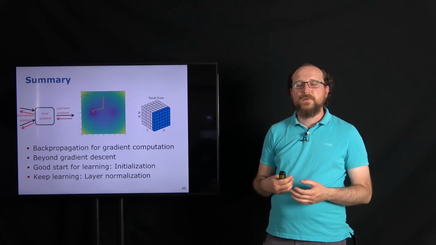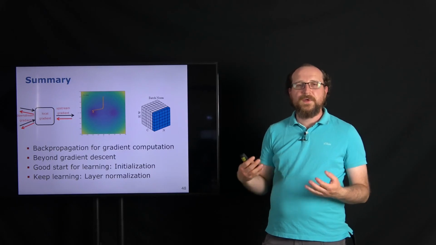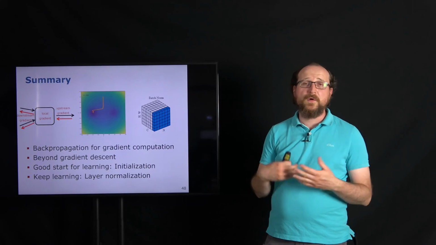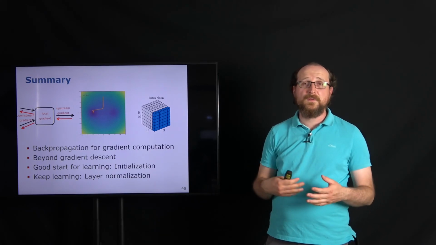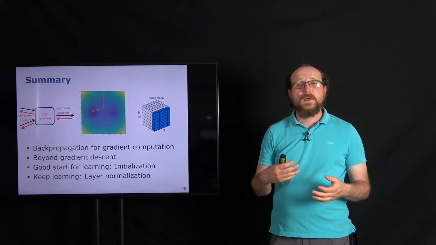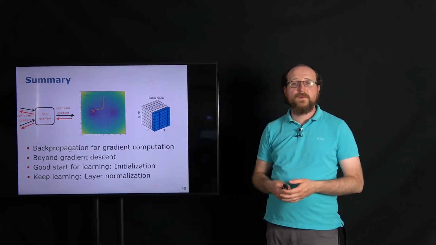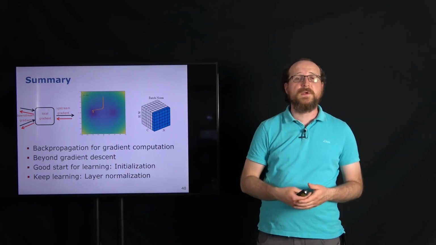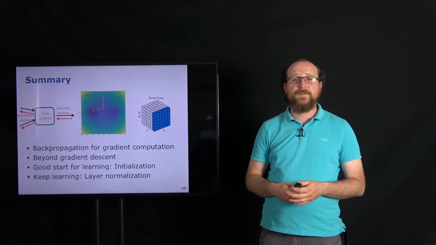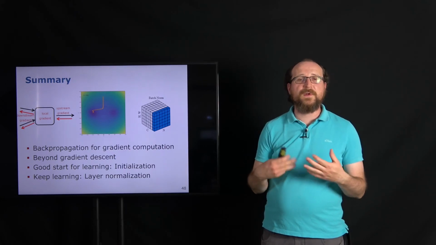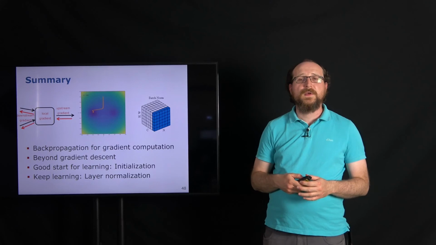To summarize, we had backpropagation for the gradient computation, we had going beyond gradient descent to train networks very fast, and for having a good start for the learning, we discussed the initialization. To keep the learning going, we had to do the normalization of the layers in the end.